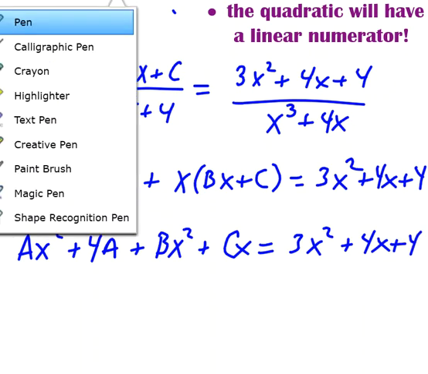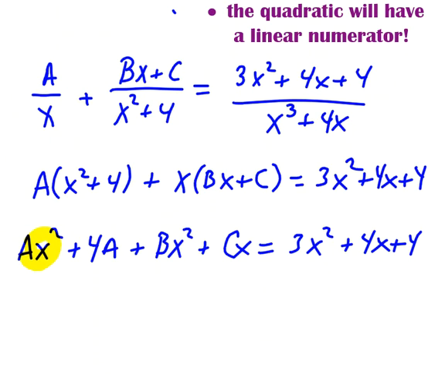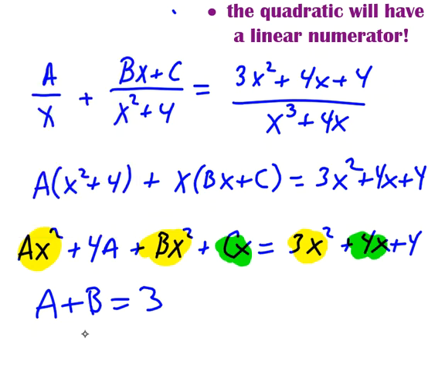Now, when I identify the pieces that have x squared on the left, I have Ax squared plus Bx squared. That has to equal 3x squared. A similar equation that would go along with that is A plus B has to equal 3. Now the next piece I have is Cx and 4x. There's no other pieces that are an x on the left-hand side. So now I can just say C is equal to 4. And then I have one last piece, and that's my constant. And I have 4A is equal to 4.